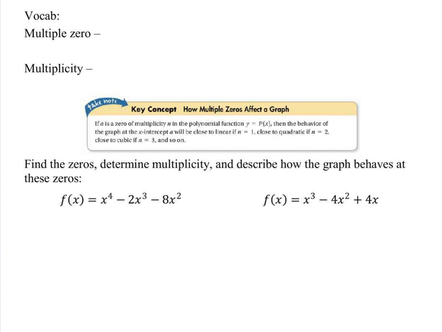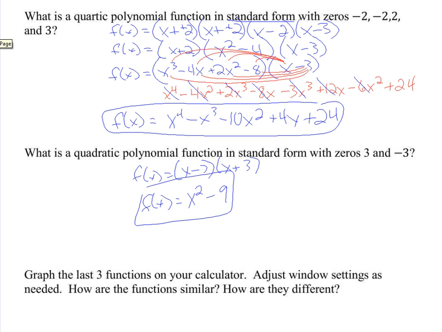A little bit more vocab for section 2. We have multiple zero and multiplicity. And I've kind of talked about multiple zero and multiplicity. If I back up, we had a multiple zero right there. -2 and -2 was repeated. Okay? That's called a multiple zero.